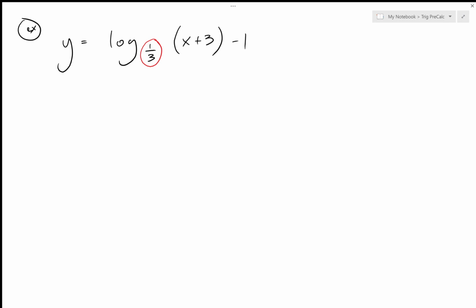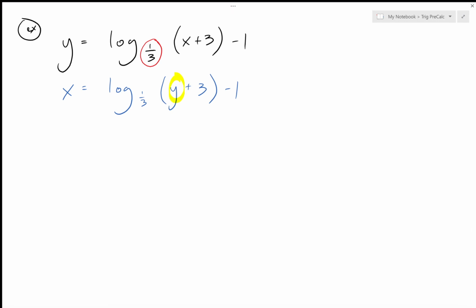We can tie these back into the exponentials. Remember, a number bigger than 1 was exponential growth. A number smaller than 1 was exponential decay. So let's see what happens to our shape here. We're still going to do the same process: switch x and y, and then isolate y by itself.